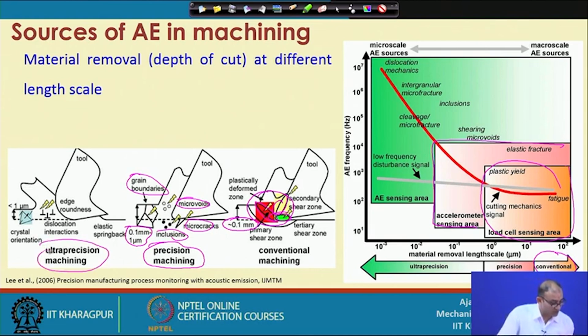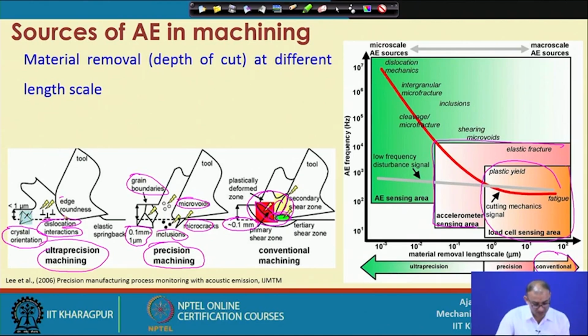But if you go to ultra precision, where the depth of cut is less than 1 micron, now you have to go further inside. Within the grain, you are looking at dislocation, interaction, edge, elastic spring back, and crystal orientation, that even in different orientations the material behaves differently if the material is anisotropic, right.